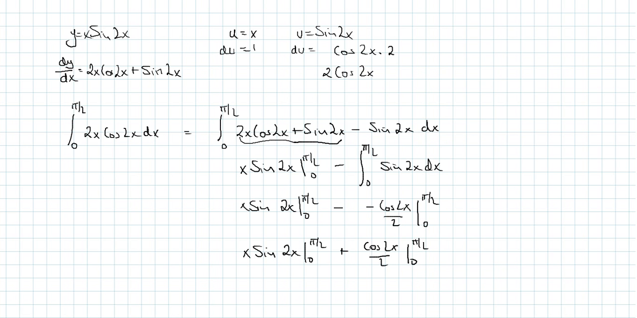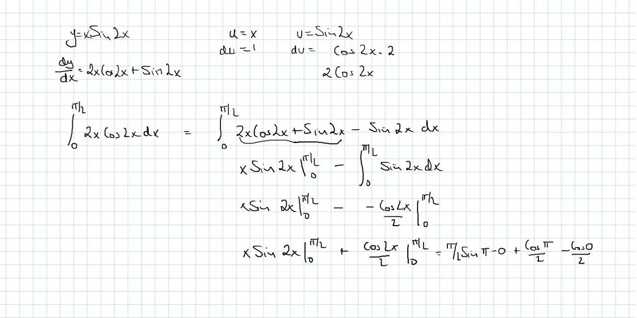So all we've got to do now is put in the values for this. So putting in pi over 2 for this, then take away whatever we get when we put 0 in, put pi over 2 in here, and take away whatever we get when we put in 0. You should know how to integrate at this stage. So very quickly this part here becomes pi over 2 times sine of pi minus 0, plus the cosine of pi divided by 2 minus the cos of 0 divided by 2.